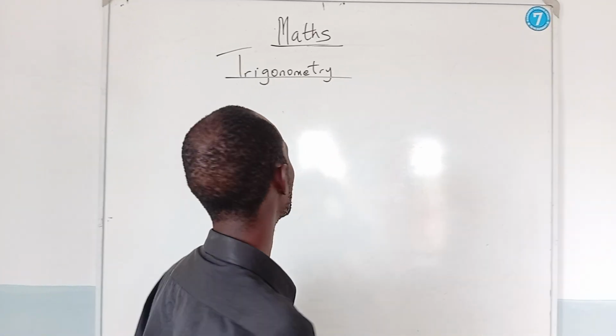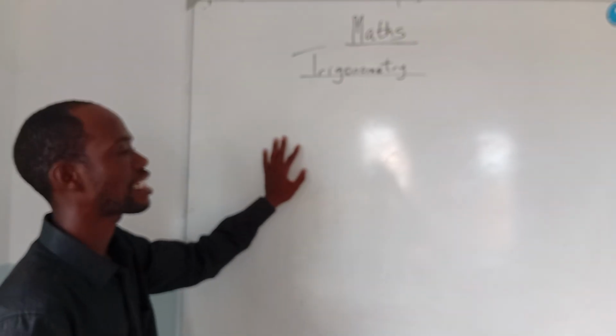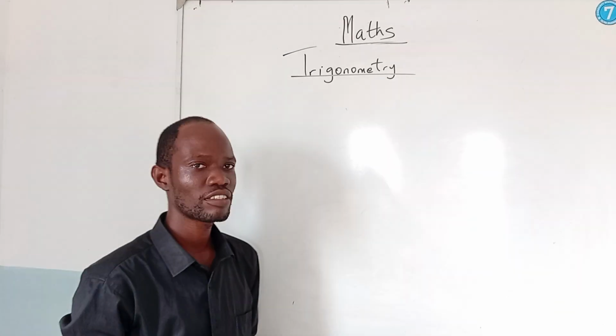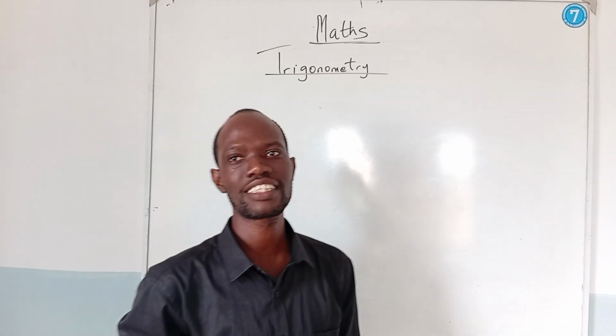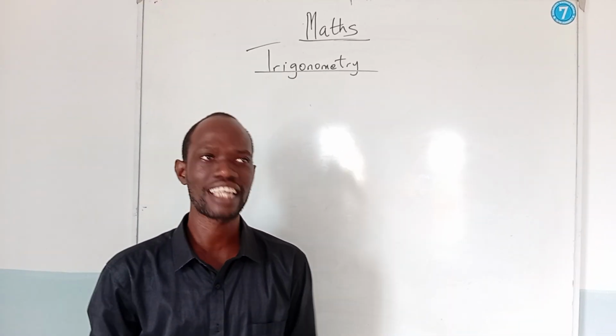Good morning, everyone. Today we will be checking on how to look for sin 30, cos 30, tan 30, sin 60, cos 60, and then tan 60.